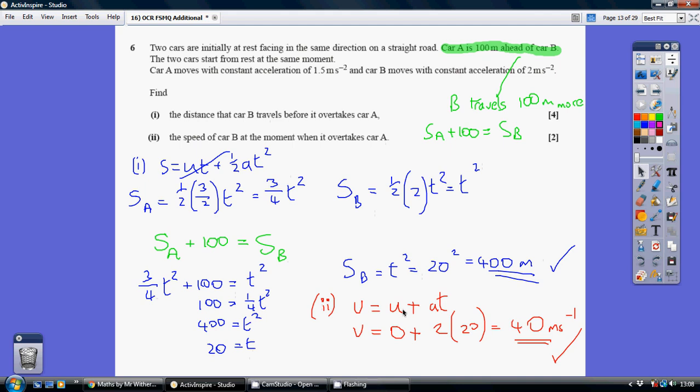Now for part B, we've got to calculate the speed of car B at the moment it overtakes car A. Well, using v equals u plus at, we know that u was 0. We know the acceleration of car B is 2. We've established that the time is 20. So 2 lots of 20 gives us a speed of 40 meters per second.